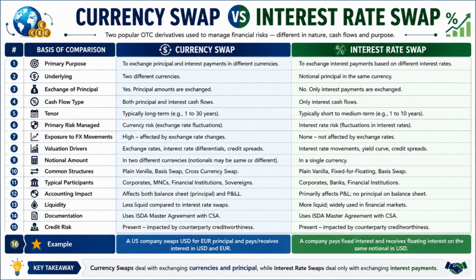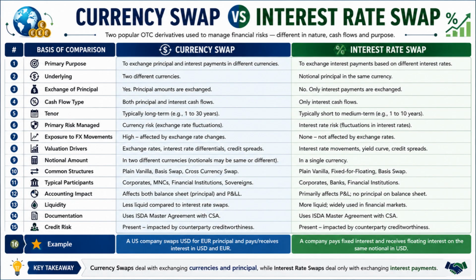Number 1. A currency swap is mainly used to exchange principal and interest payments in different currencies, whereas an interest rate swap is mainly used to exchange interest payments based on different interest rates. Number 2. A currency swap involves two different currencies between parties, whereas an interest rate swap normally uses only one currency. Number 3. In a currency swap, principal amounts are exchanged between parties, whereas in an interest rate swap, only interest payments are exchanged and principal is not exchanged.